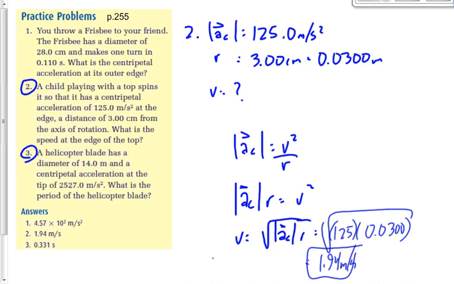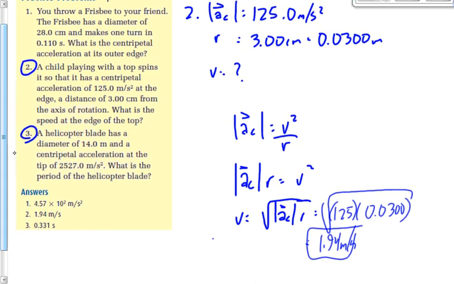All right. 3. A helicopter blade has a diameter. I don't like that. Why not? I want radius. Okay, Jazzy gave me the equation for circumference with diameter in it, and that's fine. If he's going to use that, then he can use the diameter. I'm not going to, because that's not the way it appears on my data sheet. I'm going to go with radius, and I'm always going to go with radius.